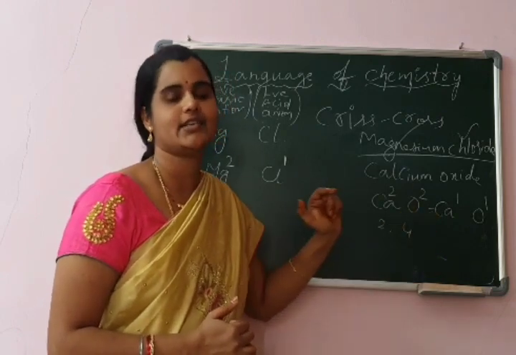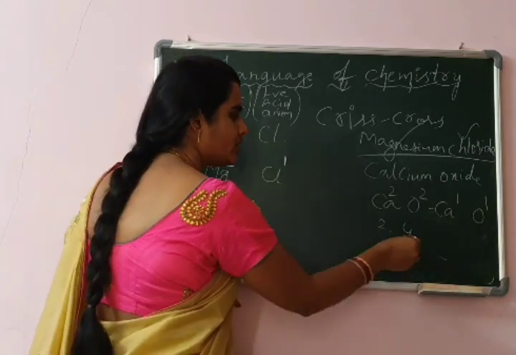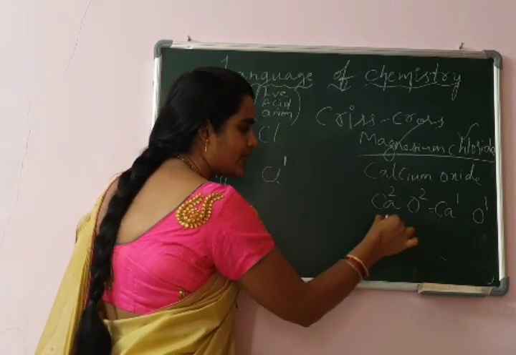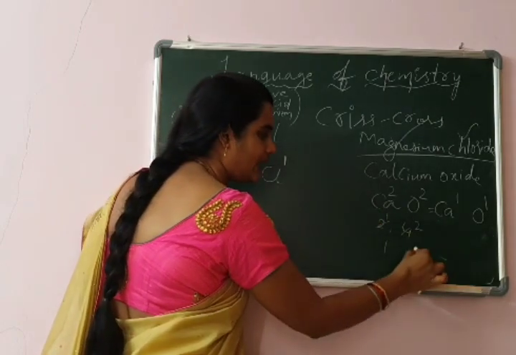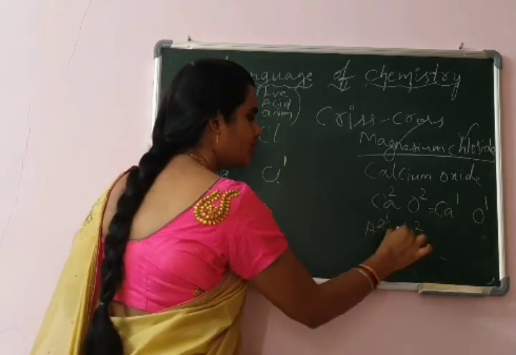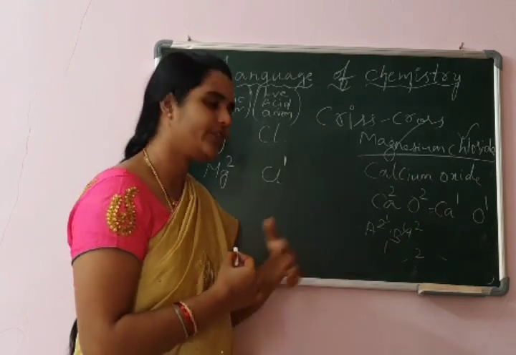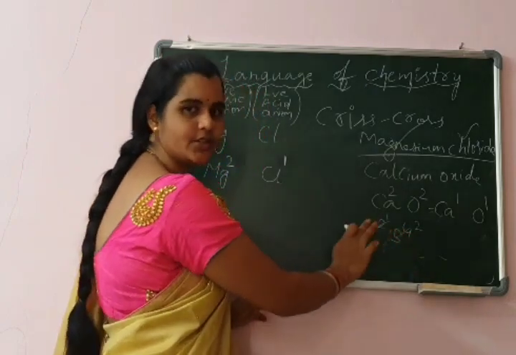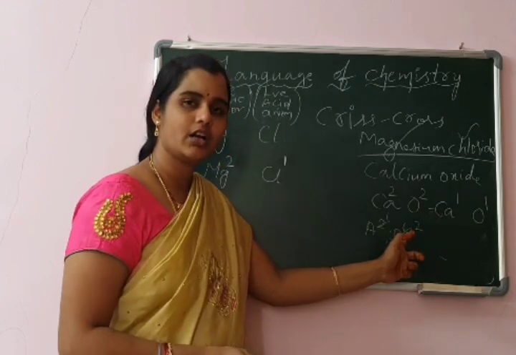Is 4 the highest common factor? How do you do this now? If you divide it, what happens? You will get 2 1s are 2, 2 2s are 4. So this element will have the valency 1 and the second element will have the valency 2. For example, take A2B4. Now you have to divide by the highest common factor. What is the highest common factor here? It is 2.